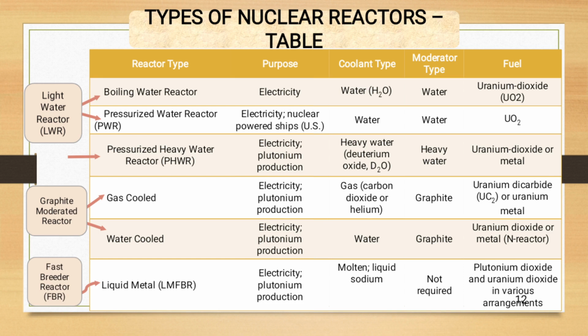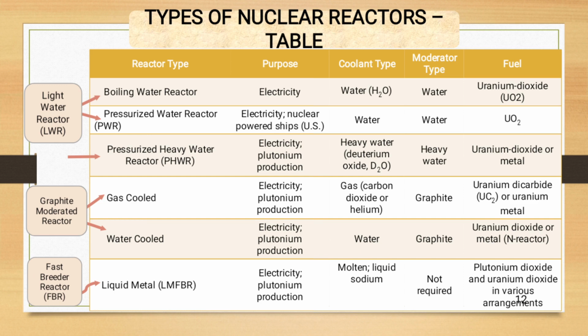Each type is explained by the purpose of its use, that is, which products it is used to produce, and the type of coolant, moderator and fuel. Like boiling water reactors: the purpose is production of electricity, water is used as coolant and moderator, and uranium dioxide is used as fuel. Pressurized water reactors are used to make electricity and to power nuclear ships. In the US, water is used as moderator and coolant, and the fuel is uranium dioxide.